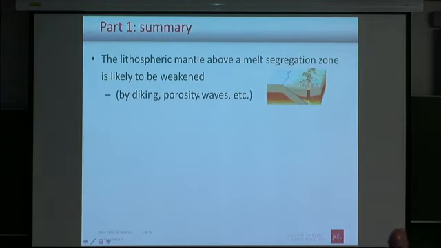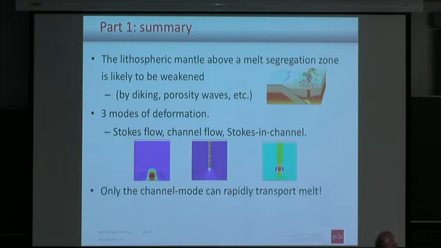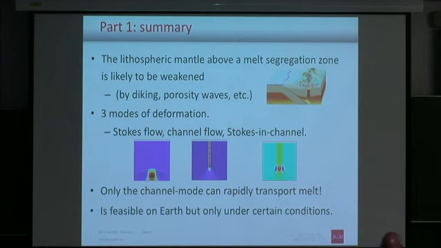So just to summarize this part, I think that the lithospheric mantle above a melt segregation zone is likely to be weakened by whatever process. If this is the case, and we have a weak zone, then there are 3 modes of deformation, and only this channel-like mode can rapidly transport melt to the lower crust. And this is feasible on Earth, but only under certain conditions. So simply making a larger plume is not necessarily going to bring up much more magma in this particular case.